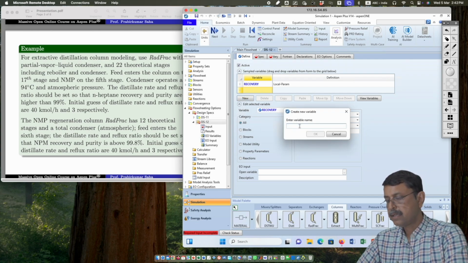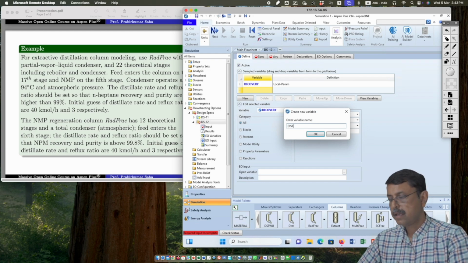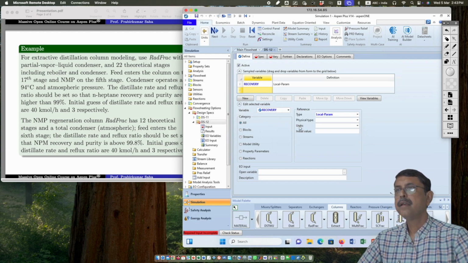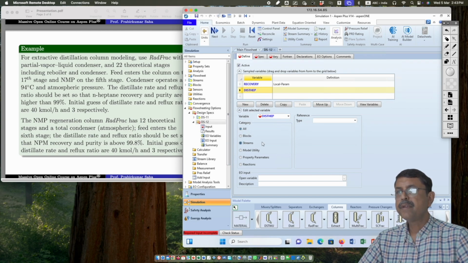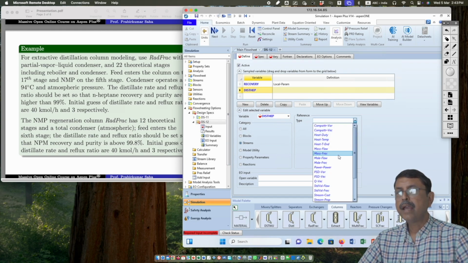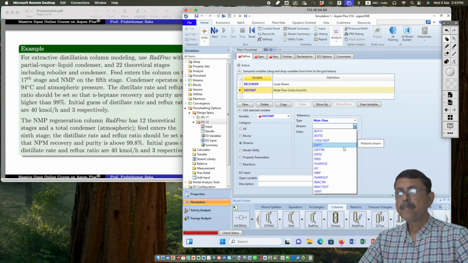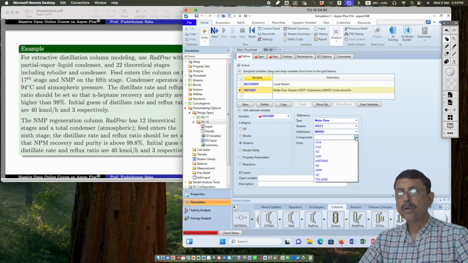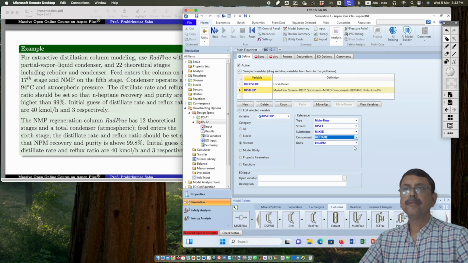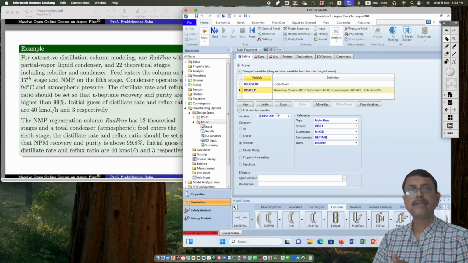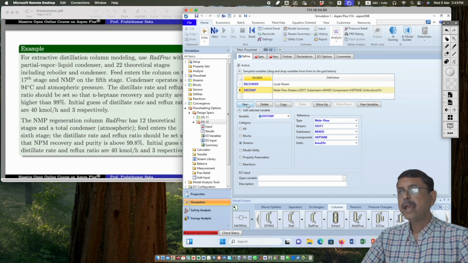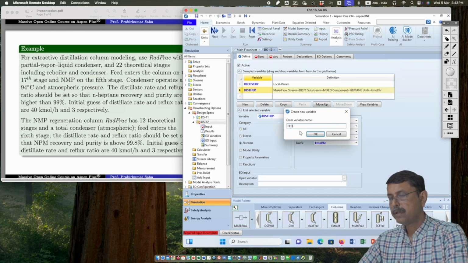One thing is distillate heptane, which is a stream variable, and this is the molar flow rate of dist 1, and the component is heptane. Okay, so this is dist hep. And another thing that we will define is the feed hep.